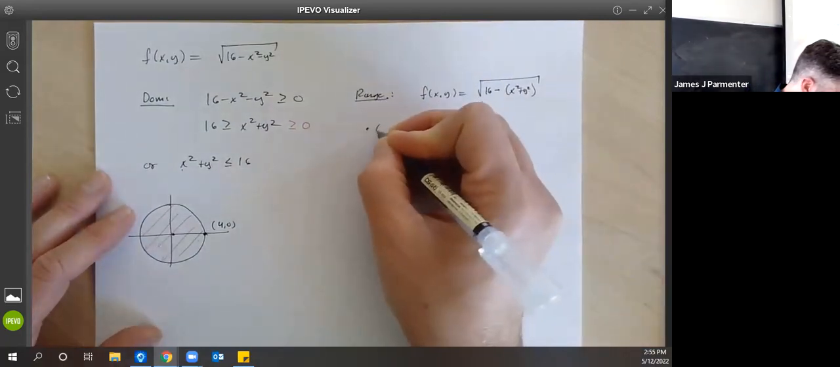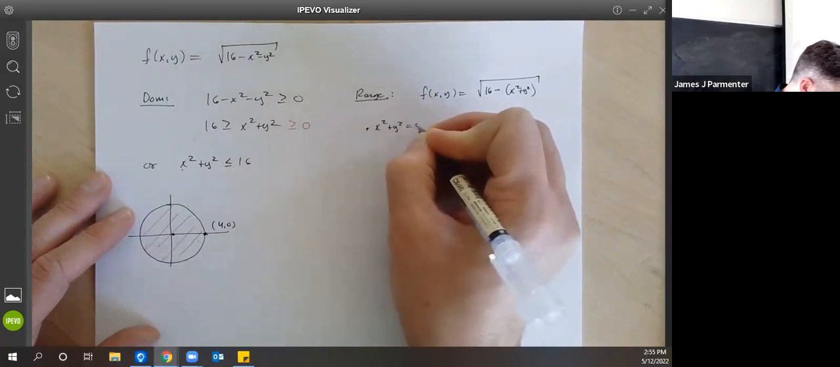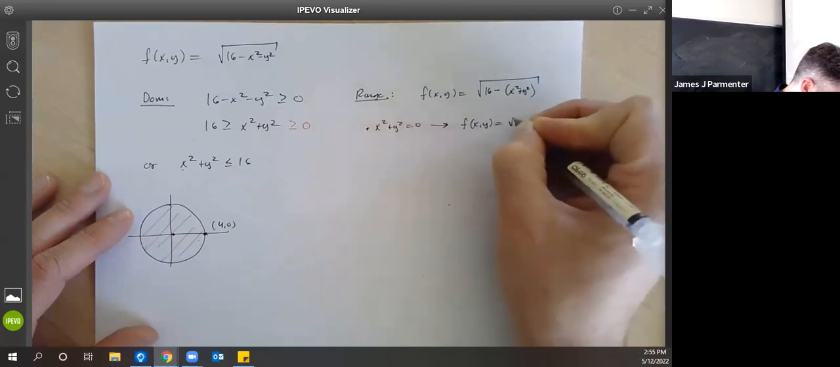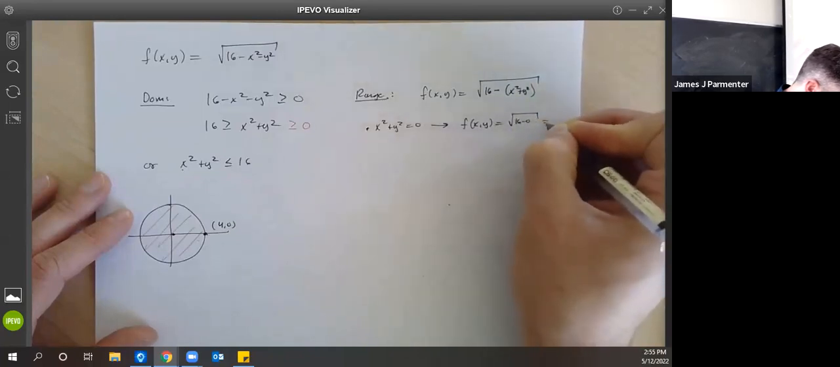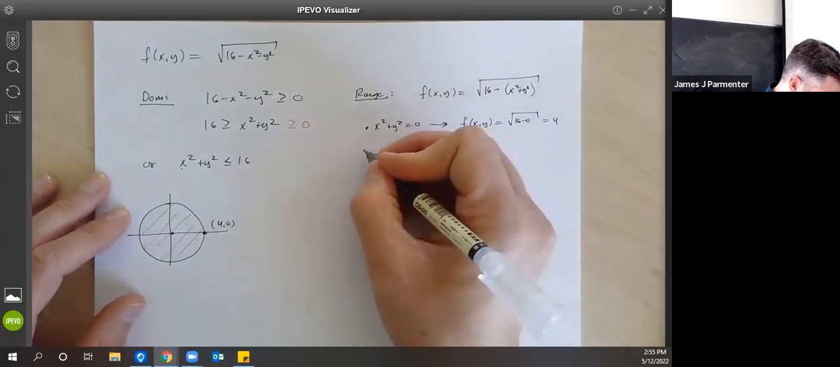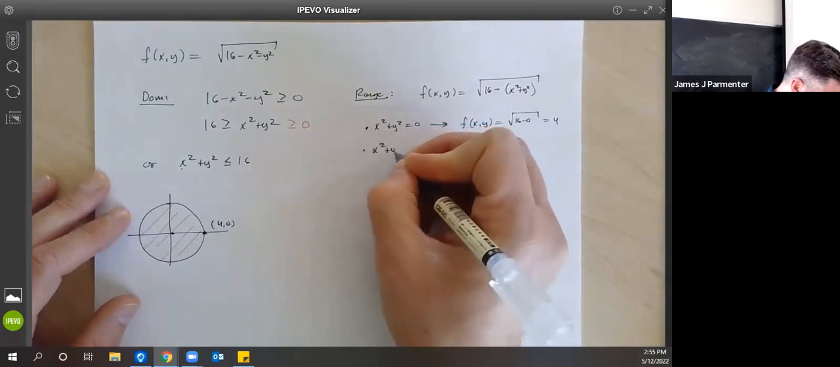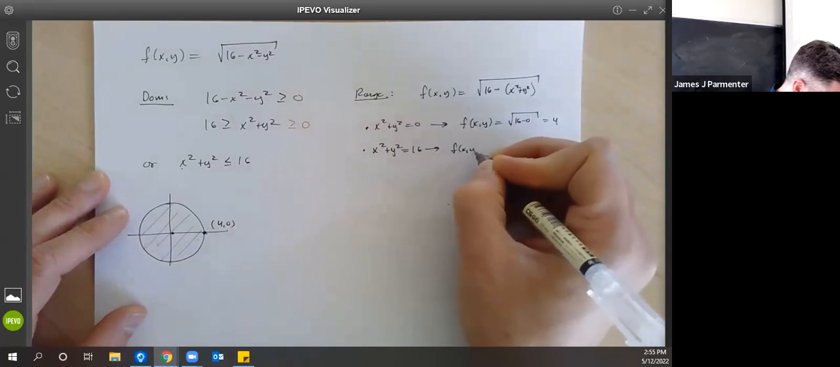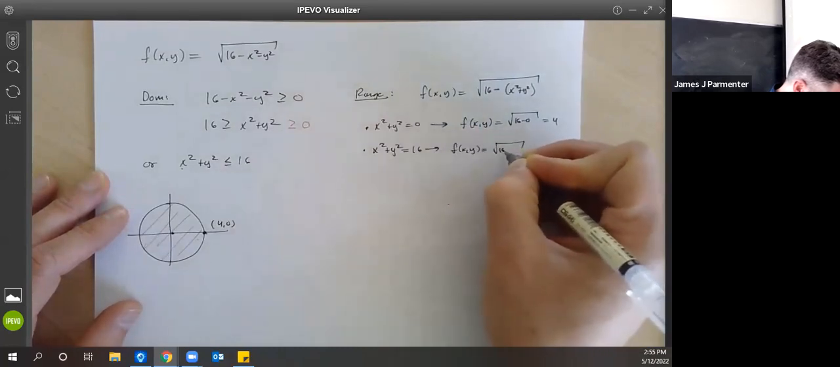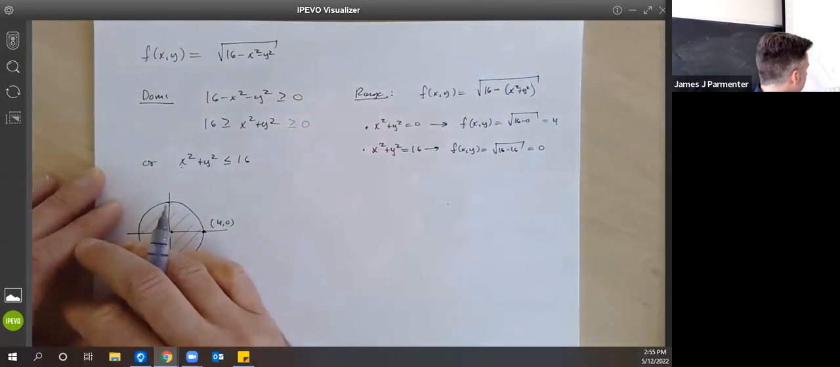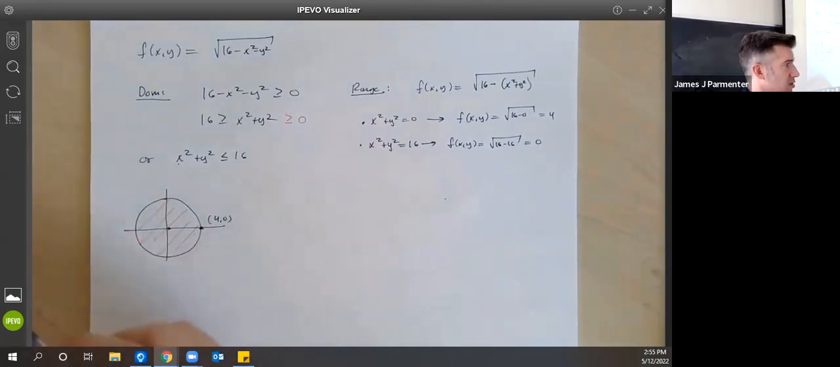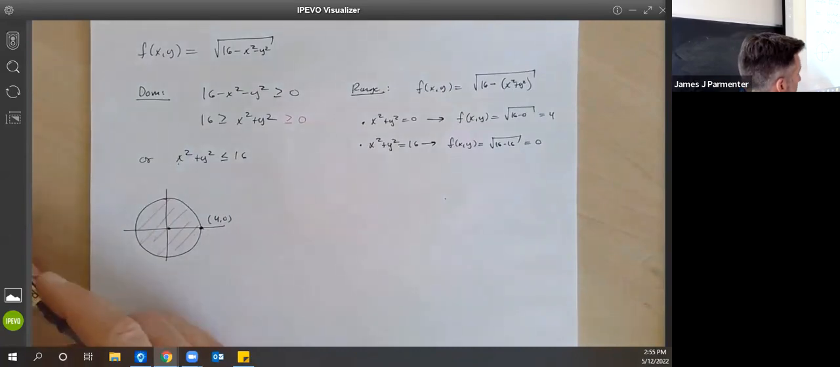So when x squared plus y squared equals 0, I get my function to equal the square root of 16 minus 0, which is 4. And then when x squared plus y squared is at its biggest, when x squared plus y squared equals 16, I get my function to equal the square root of 16 minus 16, which is 0. And I'm pretty confident that that's kind of the extremes. I can't make it any bigger.